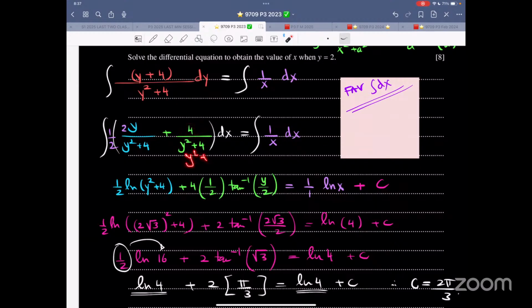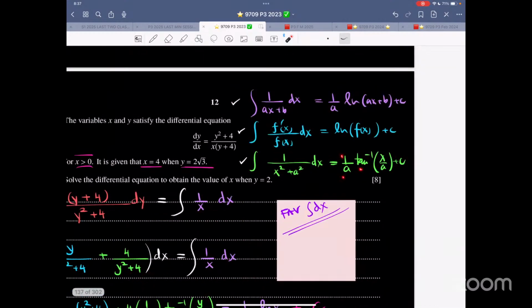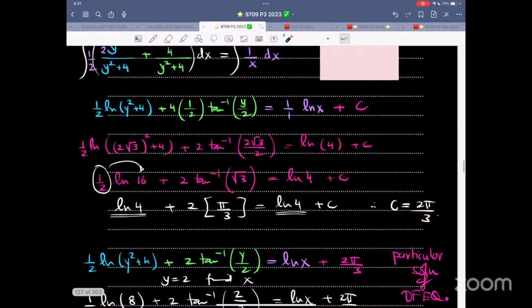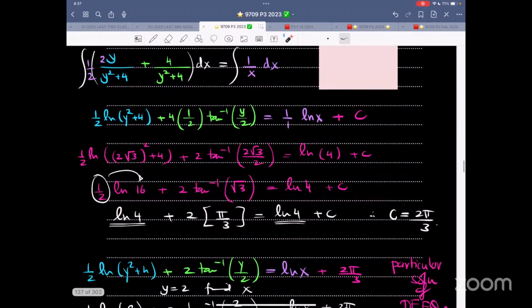Now this 4, ignore that. This is y squared plus 2 squared. That is 1 over a tan inverse y over 2. There has to be a positive sign over here. Coefficient of x squared should be 1. And then we plug in the values.